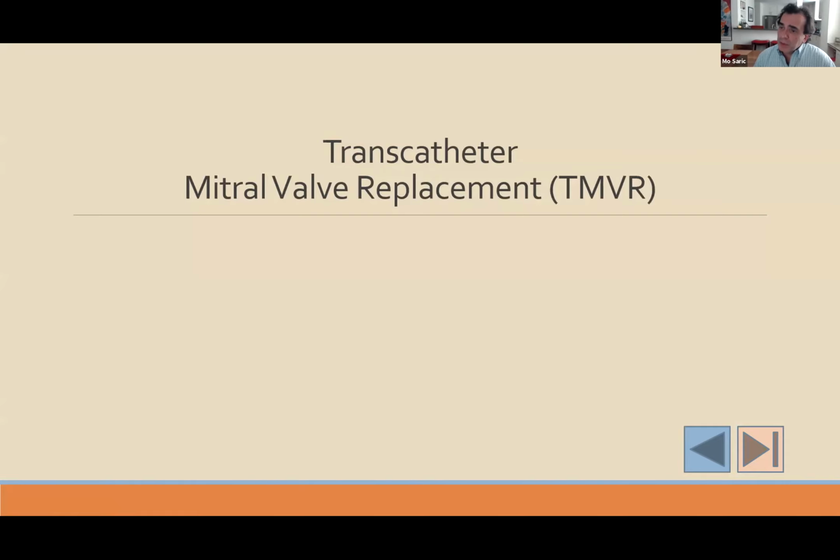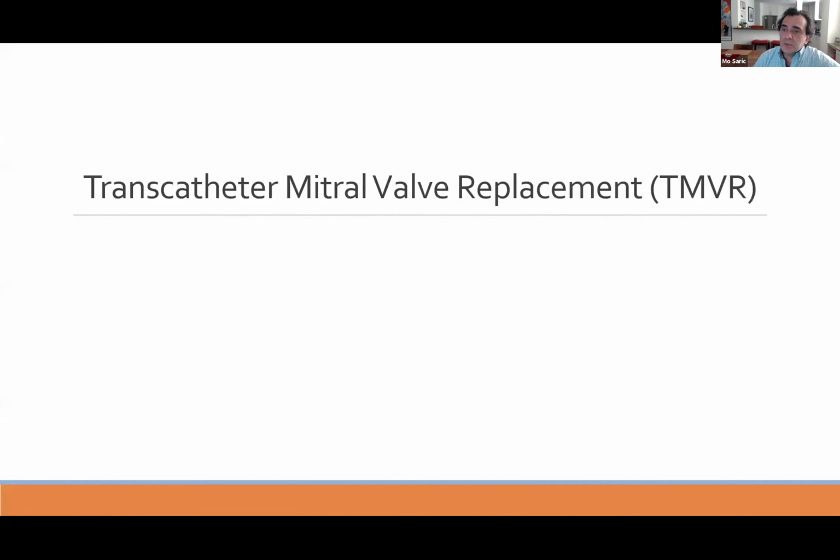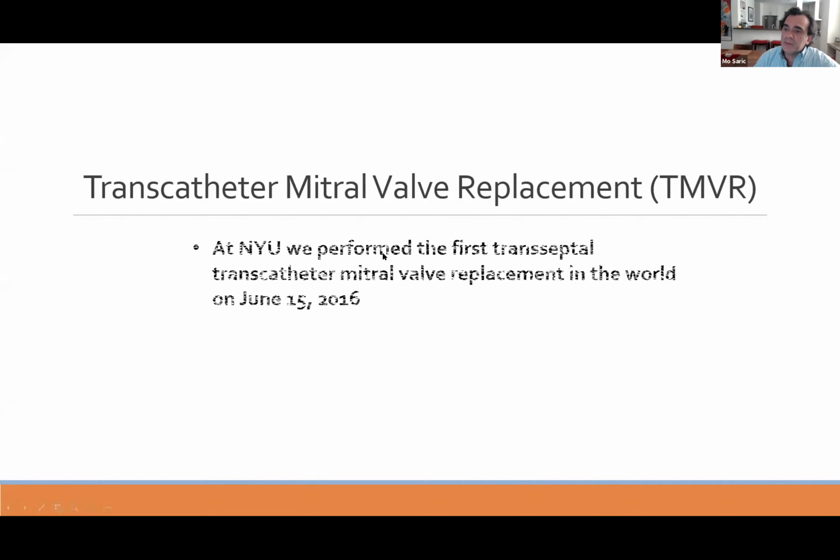And something we knew. Maybe how about if we discuss also transcatheter mitral valve replacement? This is another, and I'll show you two different approaches. One is the Caisson transcatheter mitral valve. This is a transvenous transseptal implantation. And this was at that time the only transvenous transseptal form of a native mitral valve replacement.